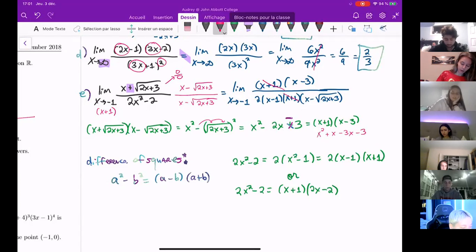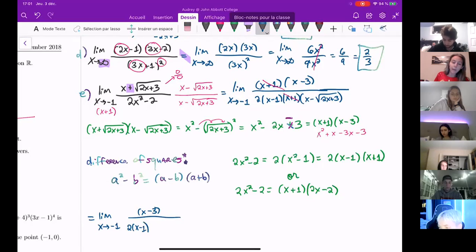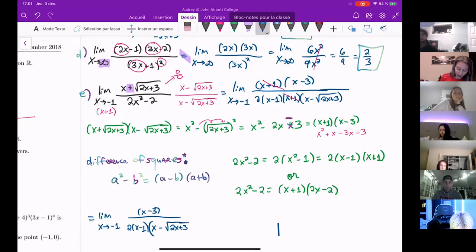Okay then, I'm going to rewrite my limit. X approaches -1 of x minus 3, 2 times x minus 1. Many of you messed this up on the midterm. Don't forget to write your conjugate in the denominator or the numerator or wherever else it's supposed to be. So I'm going to have x minus root 2x plus 3. That has to be down there.